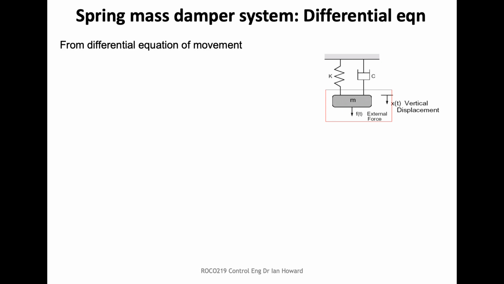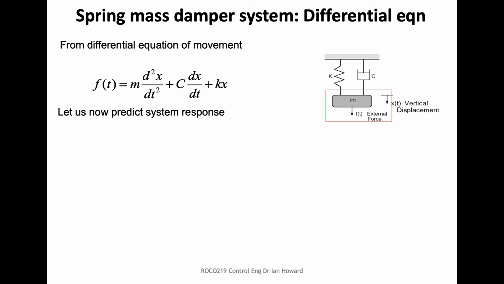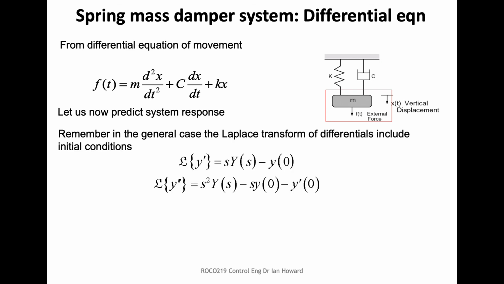Let's think about the differential equations of movement of a mass spring damper. We've done it loads of times, so I'll just quote it. The force applied equals resistance from mass, resistance from viscosity, resistance from the spring. So x is the displacement from equilibrium, so it's m d squared x dt squared plus c dx dt plus kx. And now we want to predict the response.